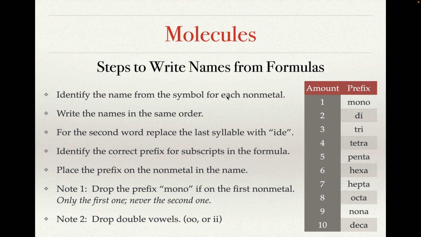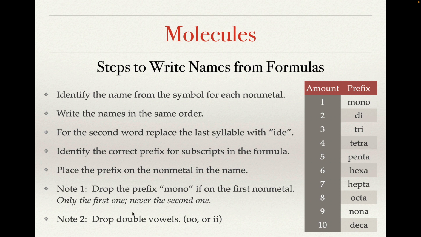Now, when we look at these prefixes, if I give you a formula and I want you to write the name, there are some rules that we're going to follow. First, we're going to identify the name of the symbol for each nonmetal, so we'll look them up on our periodic tables. We're going to write those names down in the same order. The second word, we're going to take that last syllable off and write IDE instead. We're going to find the right prefix based off the subscripts in the formula: mono, di, tri, tetra, penta, hexa, hepta, octa, nona, deca.